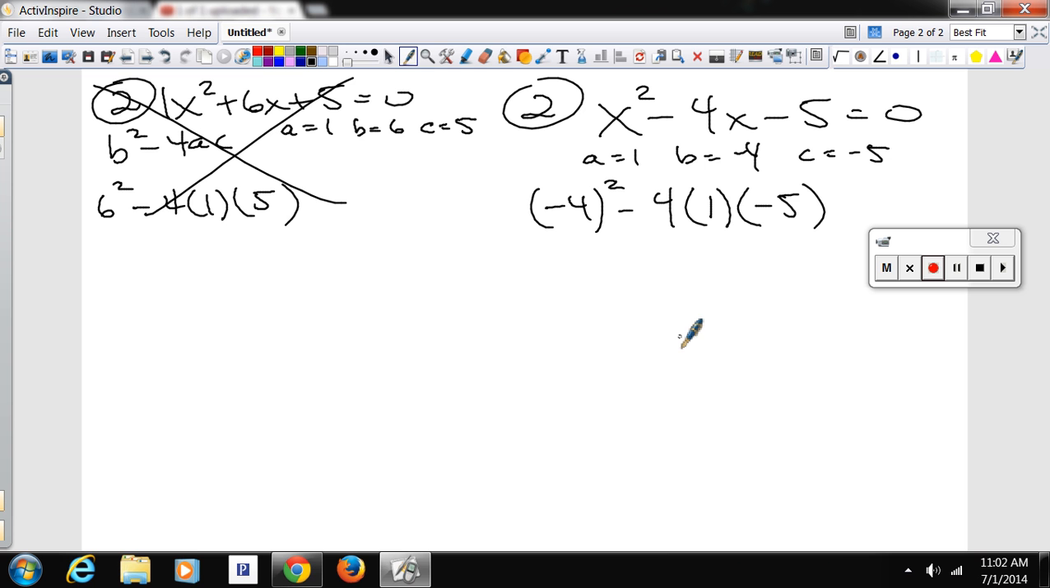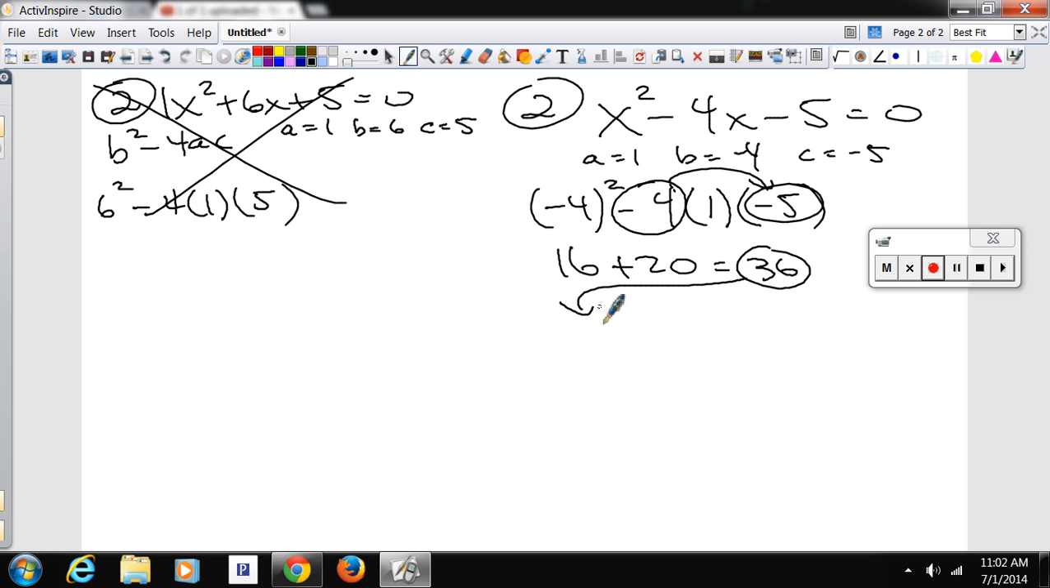So negative 4 squared is 16. We have a negative 4 times that by a negative 5. What's a negative 4 times a negative 5? 20. That's a positive 20. Good. So you're going to end up with 36. So what kind of solutions do I have? Two real solutions. Anytime you get a positive number, you're going to get two real answers. Okay, so that's how you do numbers 1 through 9. Not 320.